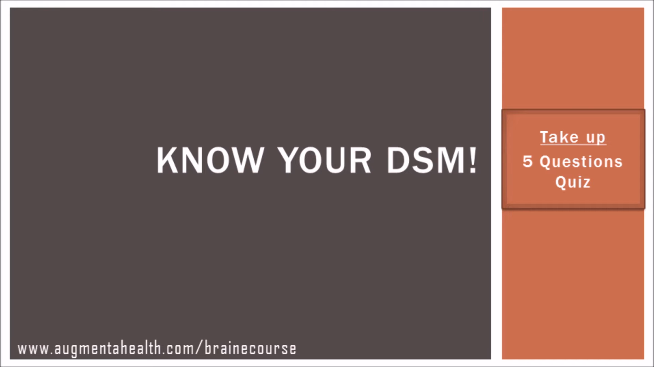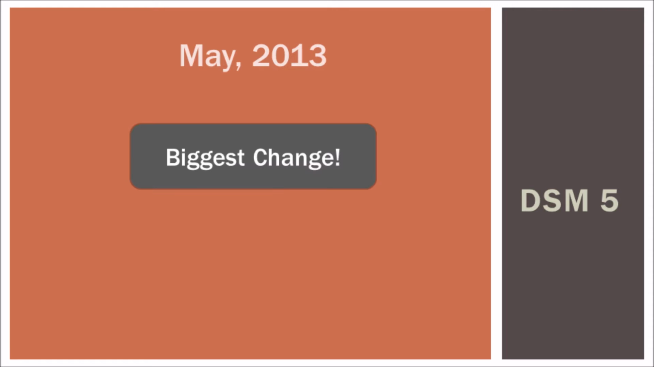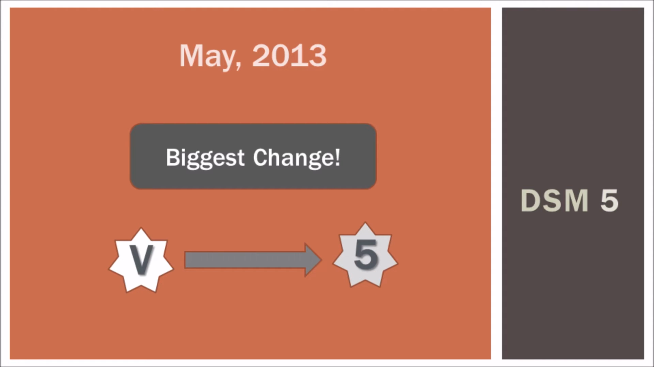This video is a briefing about the changes in DSM-5. In May 2013, the American Psychiatric Association came up with the latest updated and upgraded version of the Diagnostic and Statistical Manual of Mental Disorders, the DSM-5. Hope you realize the biggest change in the new DSM. It is not DSM-V but DSM-5, a shift from Roman to Arabic numerals.